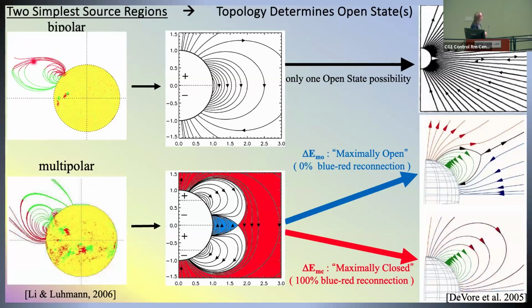So here, red and green show the polarities of B_r. So you can see I have open field of one polarity on one side and open field of another polarity on the other side.